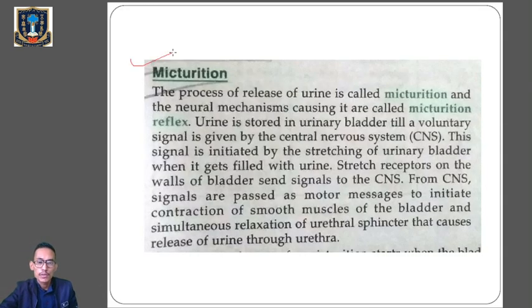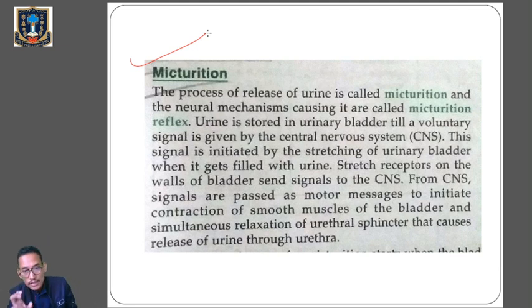Now what is micturition? The process or the tendency of release of urine is called micturition. So whenever there is a tendency of urination, or whenever we release the urine, that is called micturition, and it is under neural mechanisms, also called the micturition reflex. So urine is stored in the urinary bladder. It's under voluntary signals, okay, and it's controlled by the central nervous system.